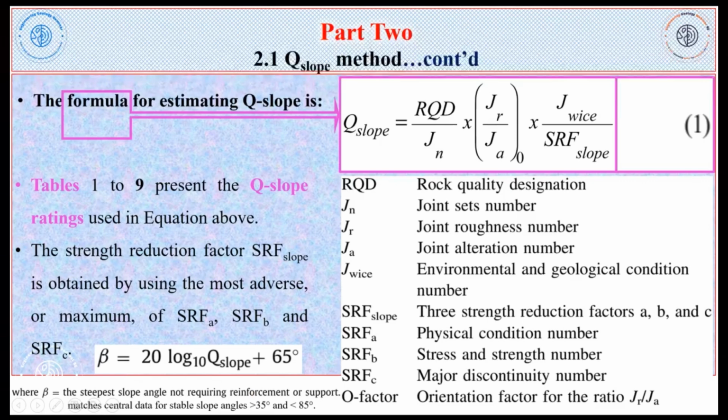So we can determine the optimum or the steepest slope of the cutting for specific geological and structural conditions by using these 2 equations. The first will help us to give the Q slope value, and the second equation will help us to determine the steepest slope angle, using the Q slope value as input in this equation.